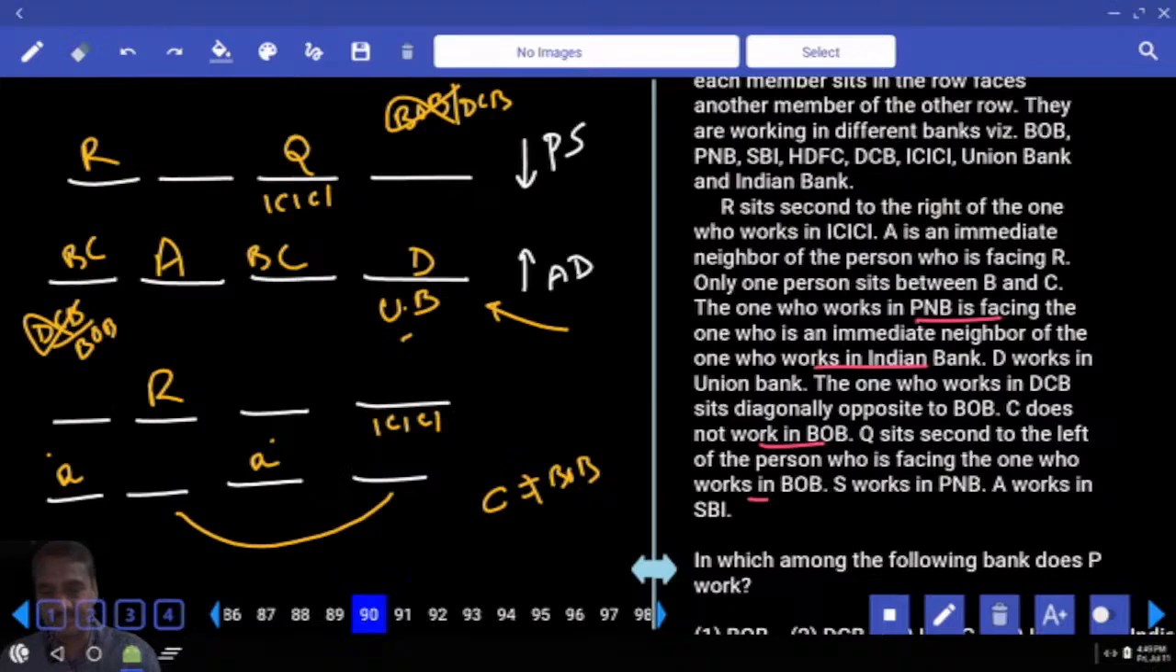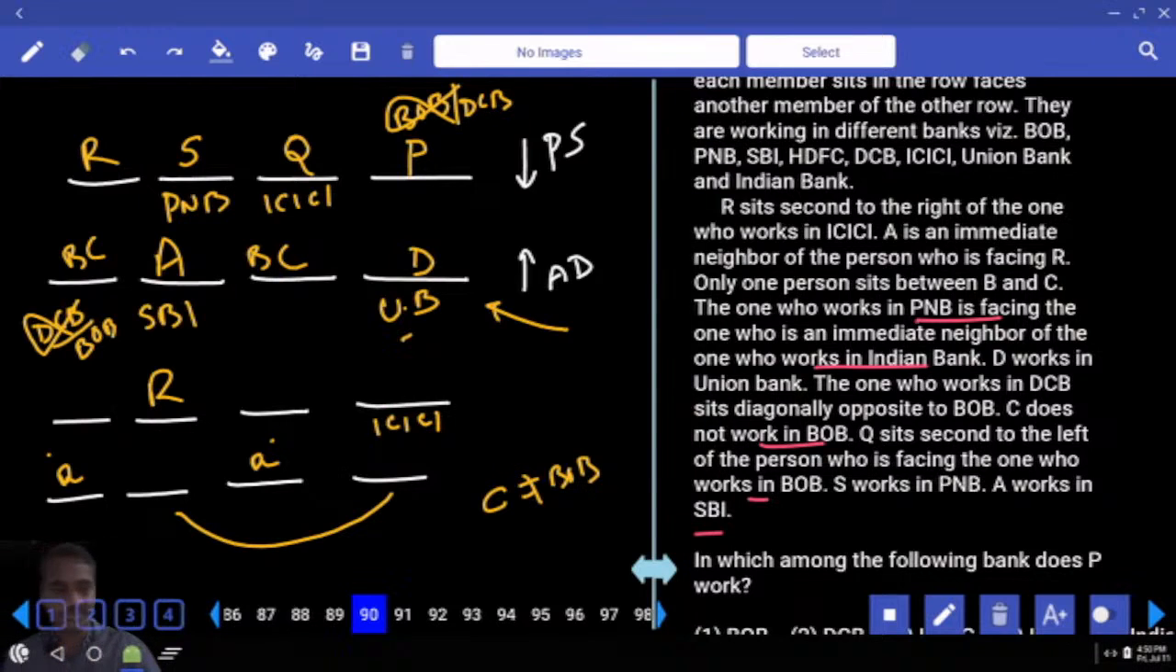S works in P and B. Where is this S? S must be here. He is working in P and B. Then who is the person left over? P is the person left over. Then A works in SBI. Now A is working in SBI.